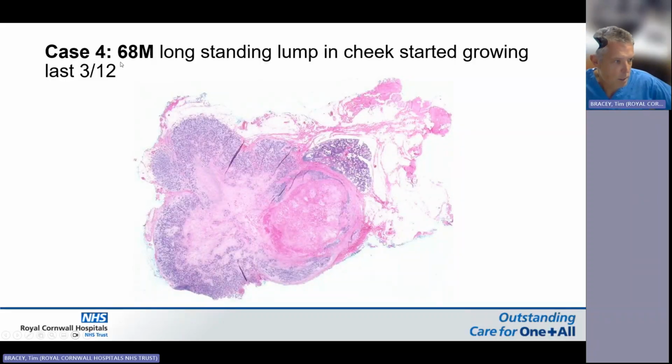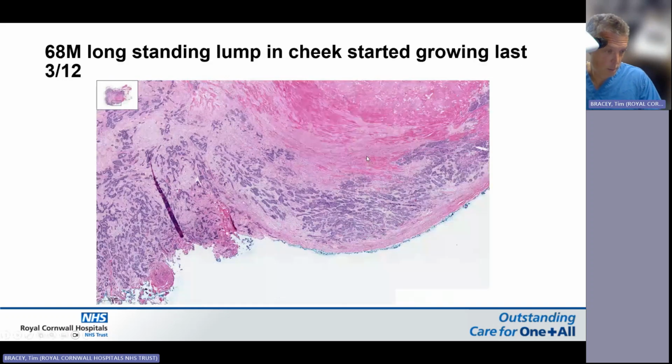So case for 68-year-old male, long-standing lump in the cheek, started growing for the last 3 months. First thing I want to show you, pay your attention to, is this sclerotic nodule here. And then you can see that there's cellular tumour extending out from the gland into the fat. You can see there's a bit of residual normal gland there at low power examination. And if you zoom into that area, you can see that there is tumour which has been cut through here at the edge. And then there's this odd hypocellular area up here.